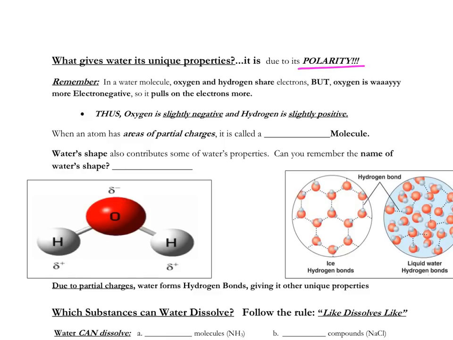So remember that the oxygen and the hydrogen share electrons. It's a covalent bond. But oxygen is way more electronegative. Oxygen is further on the right of the periodic table than hydrogen, so it is more electronegative, which means it pulls on the electrons a lot more. So that gives oxygen its slight negative charge, and hydrogen has its slight positive charge. So when a molecule has areas of partial charges, it's called a polar molecule.